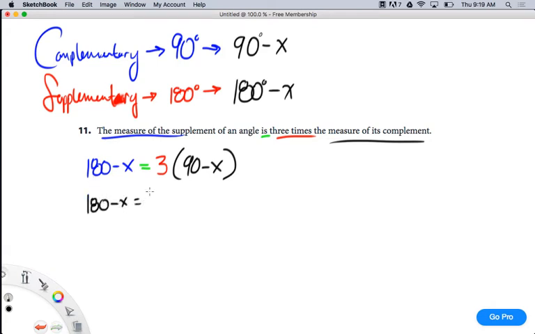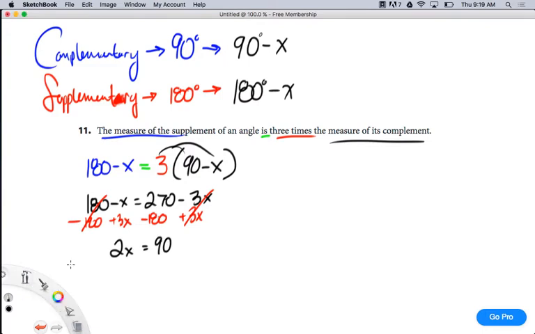Okay. 180 minus x equals, distribute the 3. 3 times 90 is 270. Minus 3 times x is 3x. I add 3x to both sides. I subtract 180 from both sides. 3x cancels out here. 180 cancels out here. Negative x plus 3x is 2x. Equals 270 minus 180 is 90. Divide both sides by 2. We get x equals 45 degrees. Cool? So the measure of the angle is 45 degrees. Any questions on that? All right.